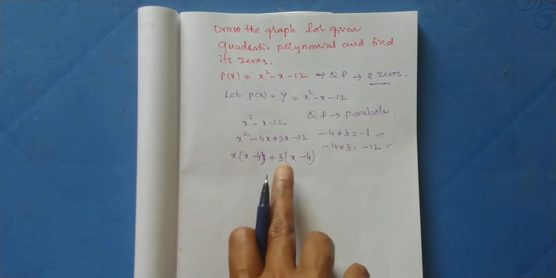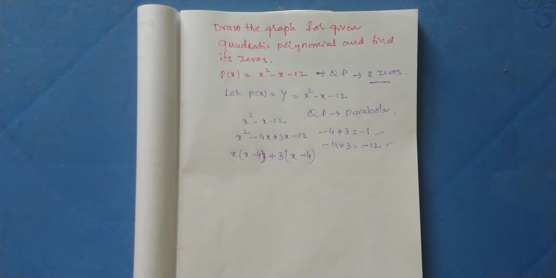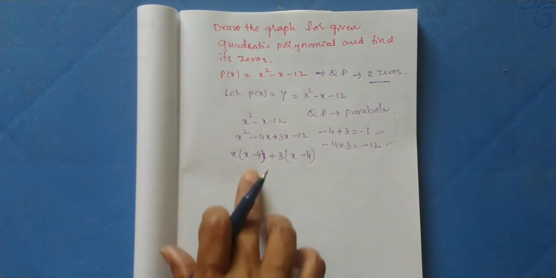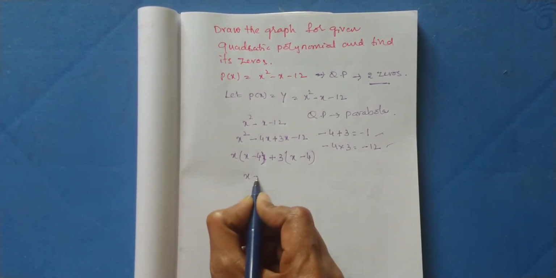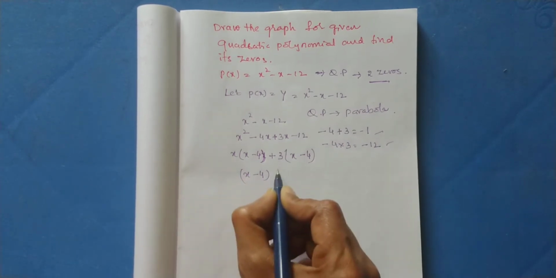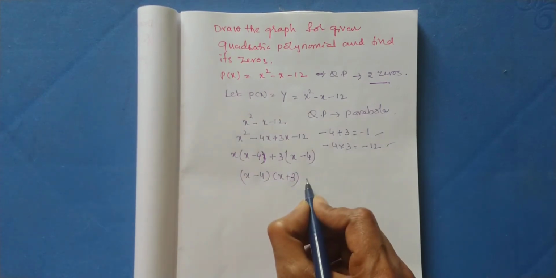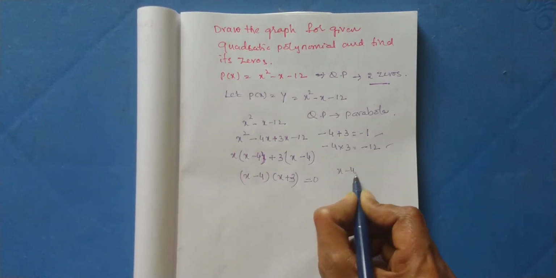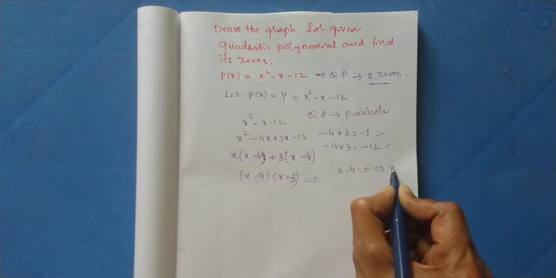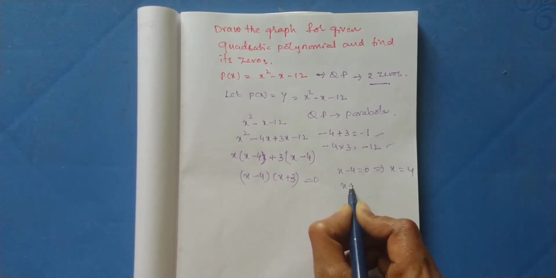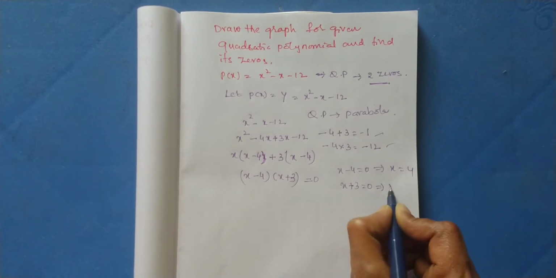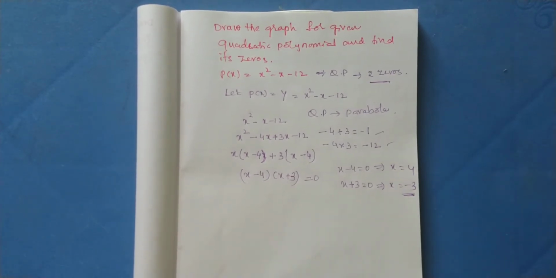Here we have to get the two common factors. What are those common factors? x minus 4 and x minus 4 are common here. So let us take x minus 4 common, then x plus 3 is the other factor, which we equate to 0. So x minus 4 is equal to 0, then x equal to 4. x plus 3 is equal to 0, then x equal to minus 3. So these are the two zeros. The parabola intersects the x-axis at 4 and minus 3.